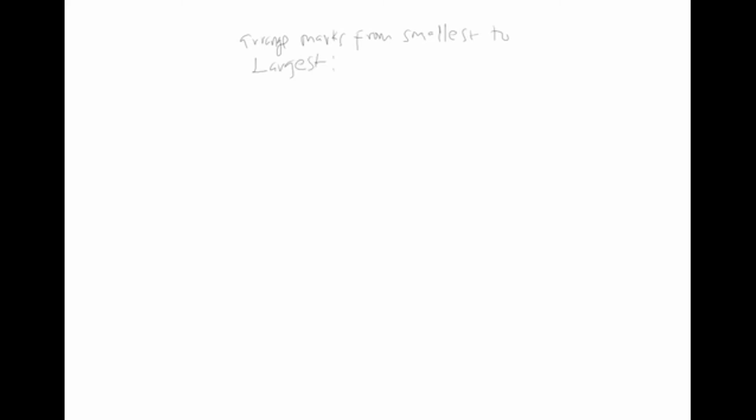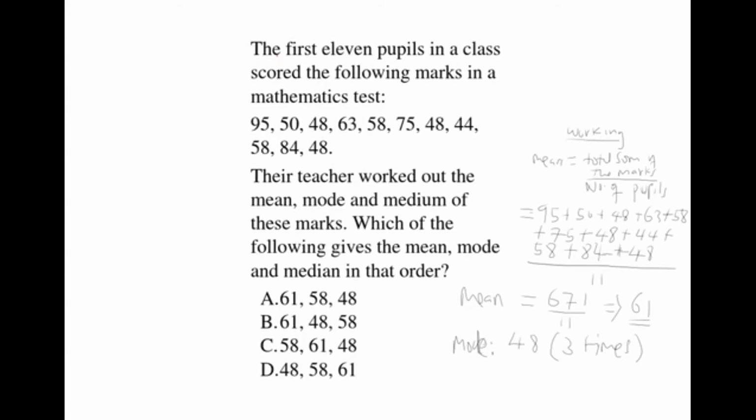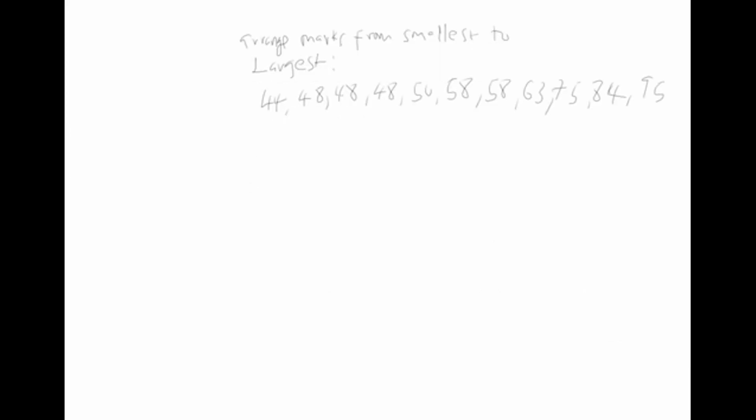So when we arrange, we will have 44, 48, 48, 48, 50, 58, then we have 58 again, 63, 75, 84, and lastly 95. So this is what we are supposed to arrange from 48. Lastly we'll have 95 when arranged from smallest to largest.